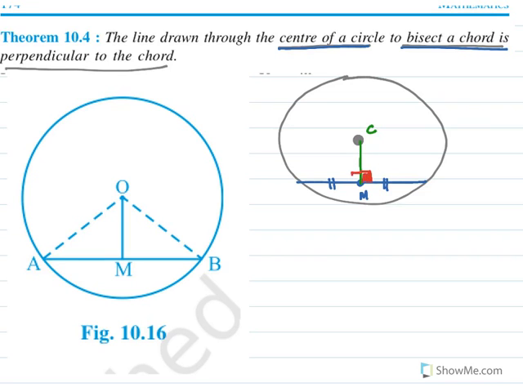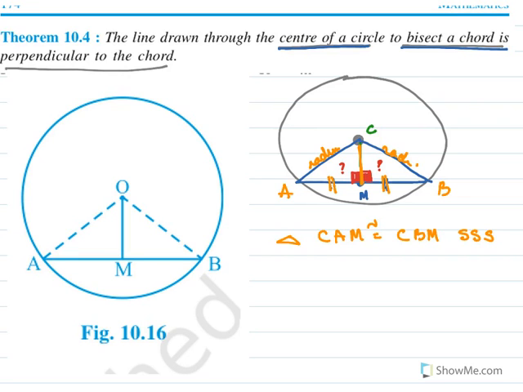This is our question. We need to show these two angles are 90. So what we do is join. We show the two triangles are congruent. How do we show the triangles are congruent? Here radius, and this is another radius equal. This also is equal. We have this are equal, and here is common. So the two triangles are congruent by SSS test. Triangle, say I put say AB here. So I have triangle CAM congruent to CBM by SSS test.